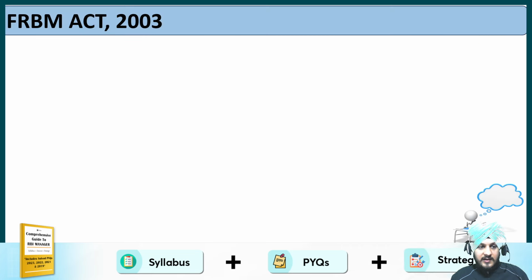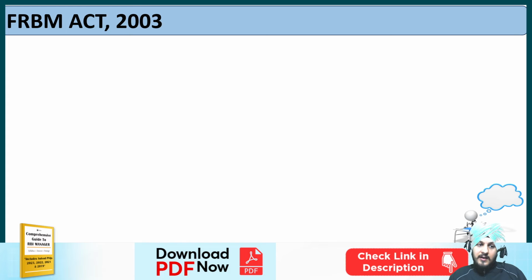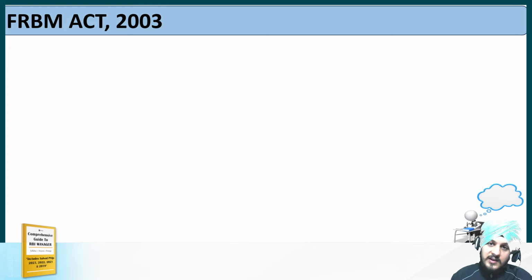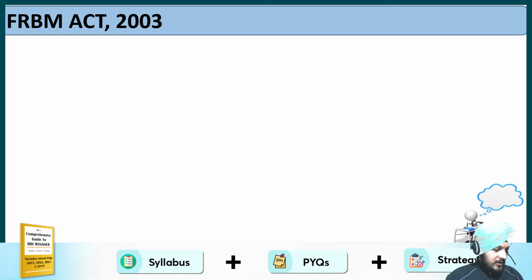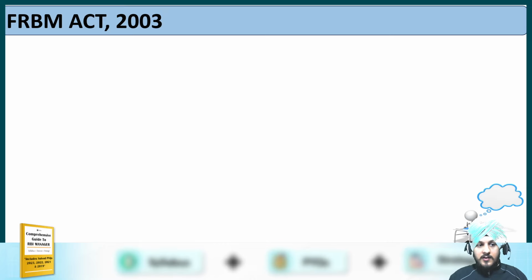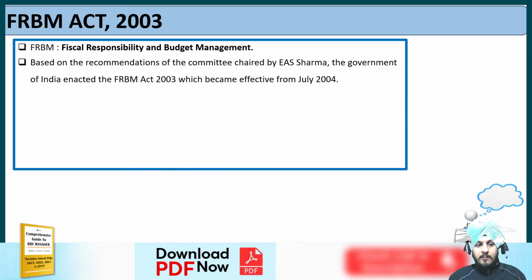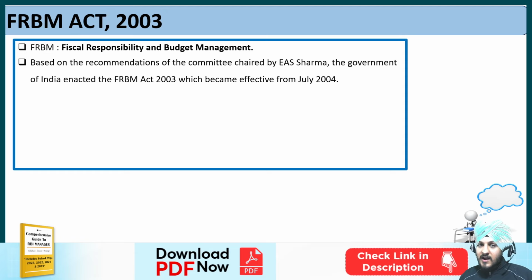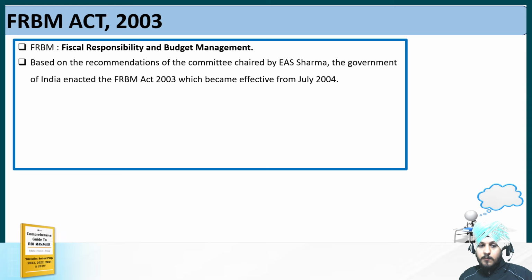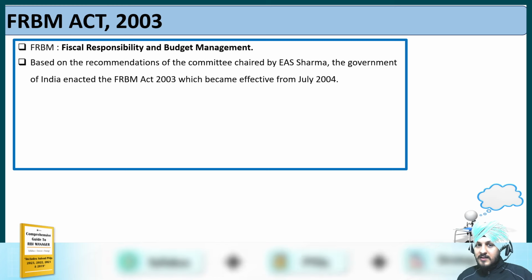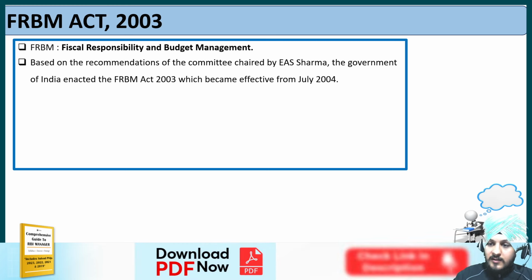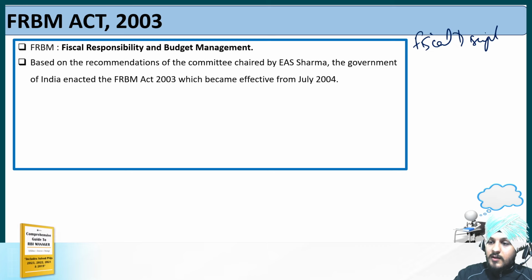Now, after understanding the introduction, let us also understand the FRBM Act, which is an important act or legislation with respect to the fiscal deficit, or the fiscal policy of the government. The FRBM is the Fiscal Responsibility and Budget Management Act that was passed in 2003 and became effective from 2004. So why did the government decide to legislate this FRBM Act? Because the government wanted to ensure fiscal discipline in the economy.